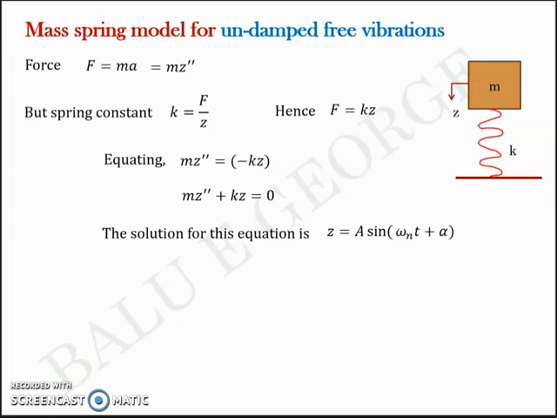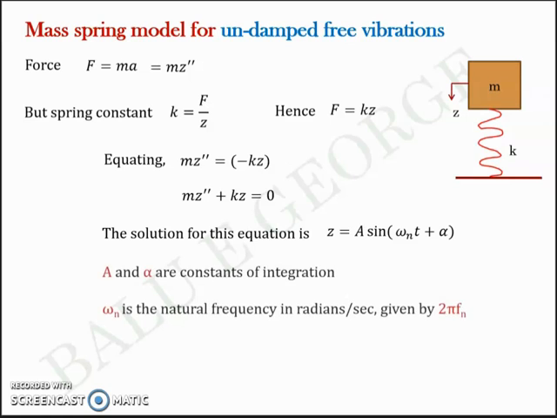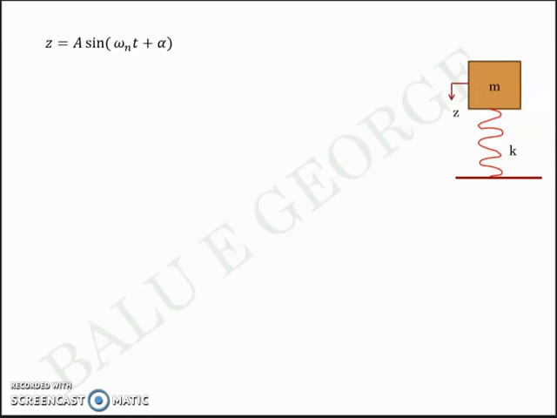The solution of this equation is z equal to a sine omega n t plus alpha, where a and alpha are constants of integration and omega n is the natural frequency given in radians per second, or omega n is equal to 2 pi into fn, where fn is in hertz. Which means when you substitute z equal to a sine omega n t plus alpha, which is a sinusoidal function, into this equation, you'll get a solution for that. So we'll start with that. Z equal to a sine omega n t plus alpha, which means there's a phase difference, there's a sinusoidal function, and there's an amplitude.